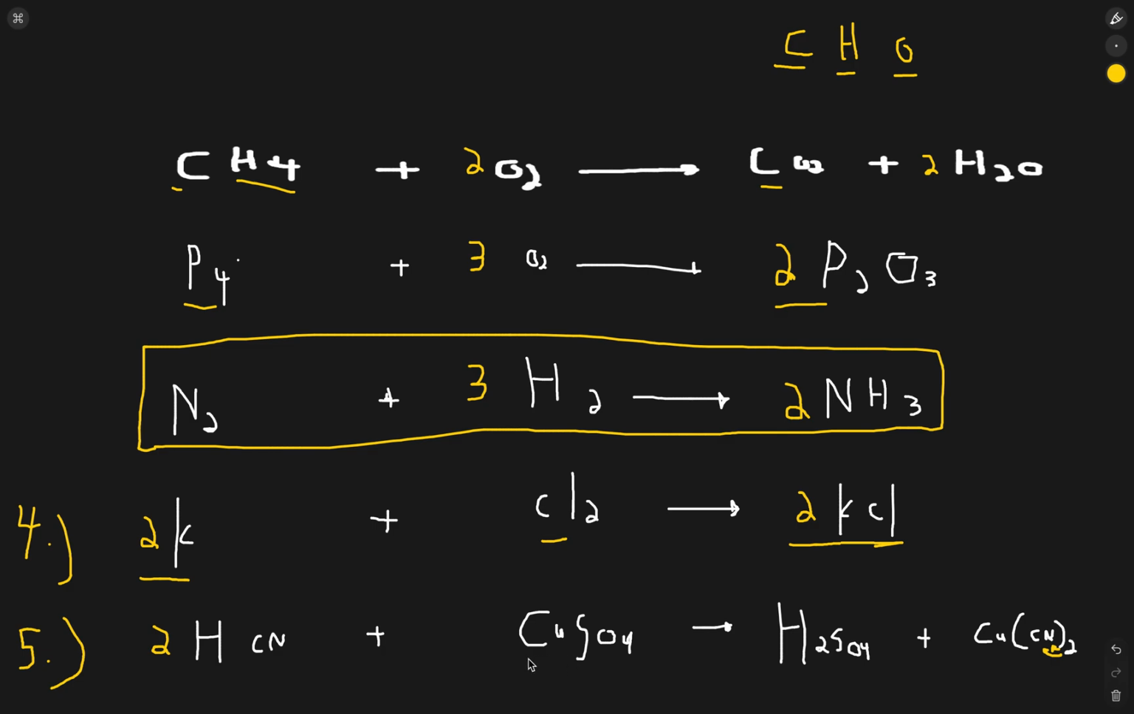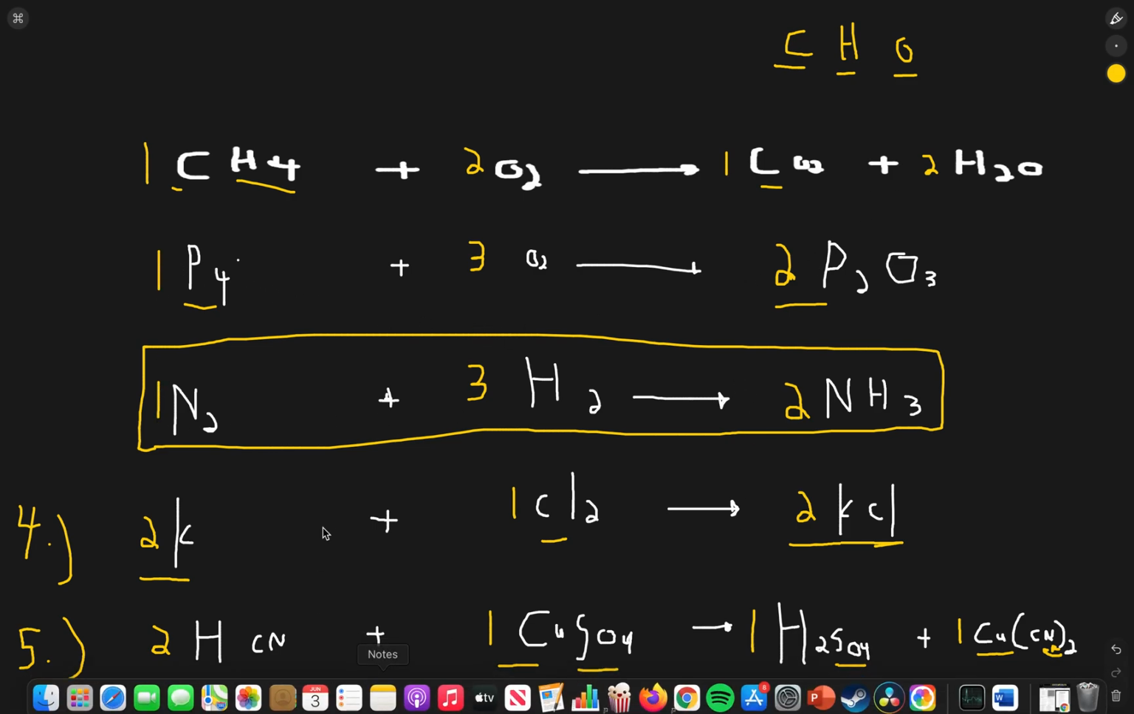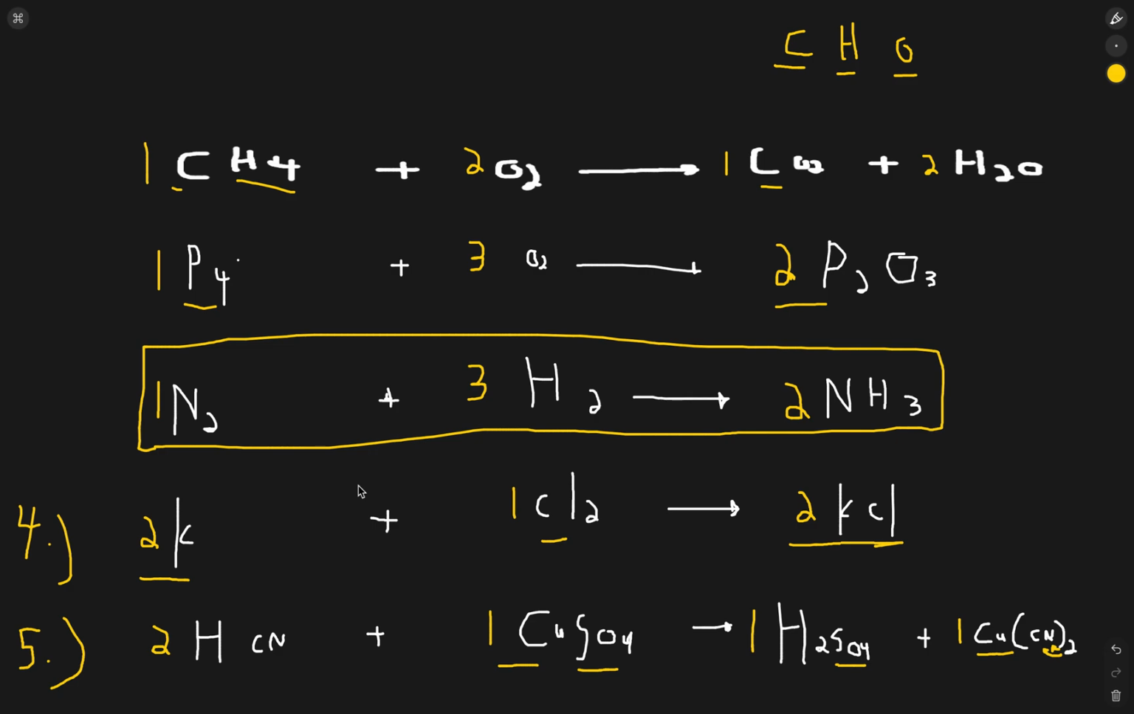Now for copper, we have 1 copper on this side and 1 copper on the right side. Now for SO4, we also have 1 on the reactant side and 1 on the product side, so that's balanced. And now we can say that this equation is balanced. So remember that whatever you have on the left, you must also have on the right. And that is how you balance chemical reactions. Pretty simple and straightforward.